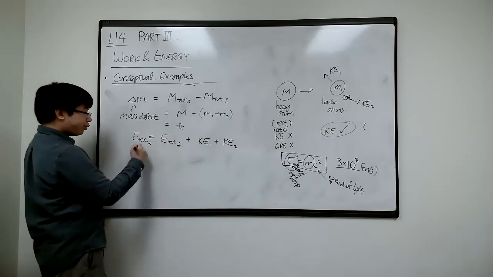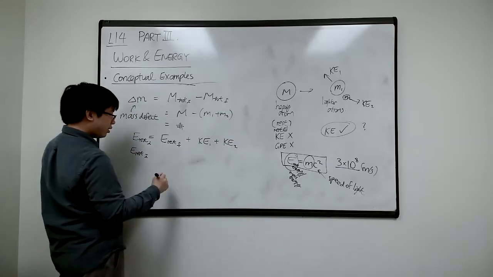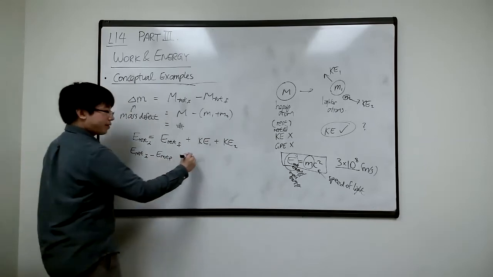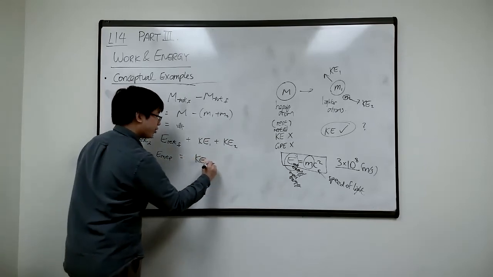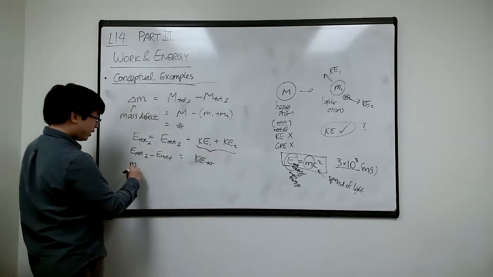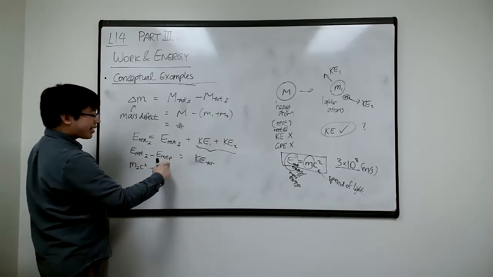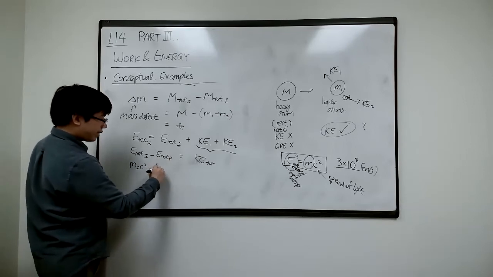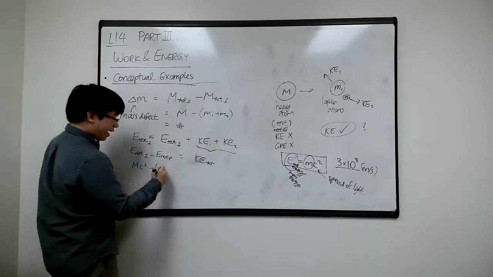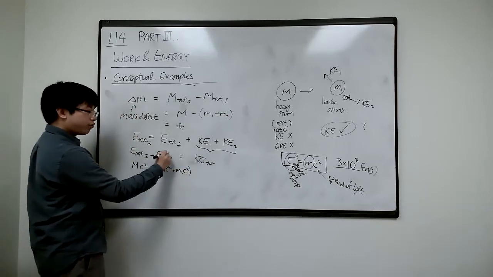Okay, so I can move this to this side. So this is E rest initial minus E rest final, which equals the total kinetic energy, just the sum of these. If each is mc², it's the initial rest energy, capital M times c squared, minus the final rest energy, which is m1 c squared plus m2 c squared. That's the total rest energy in the final state.